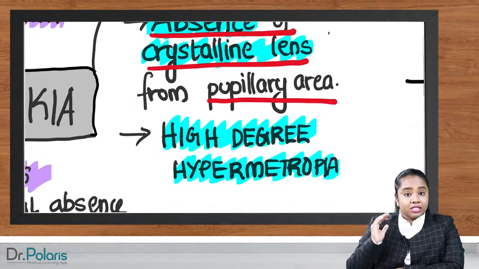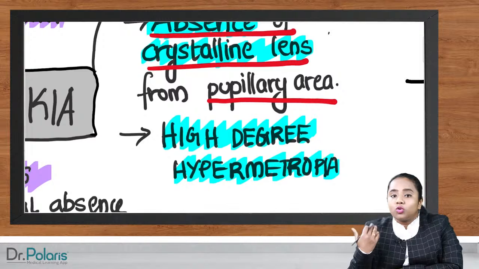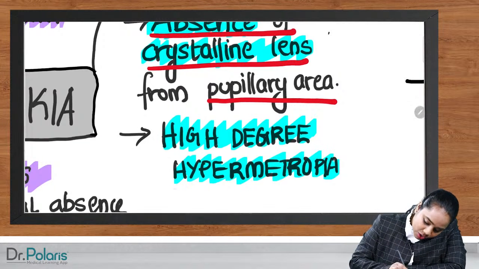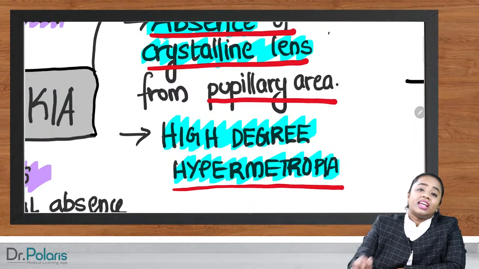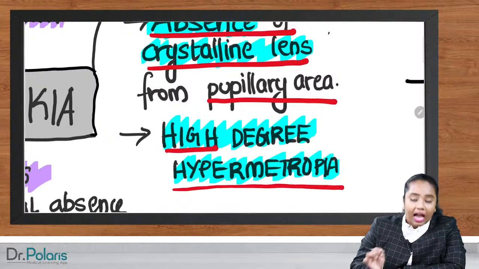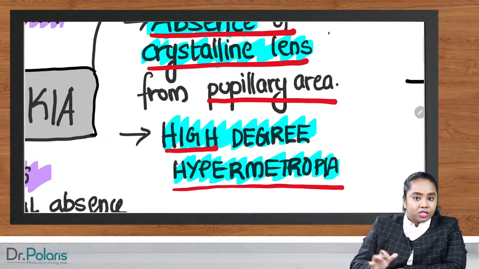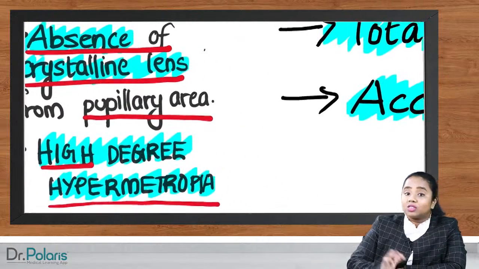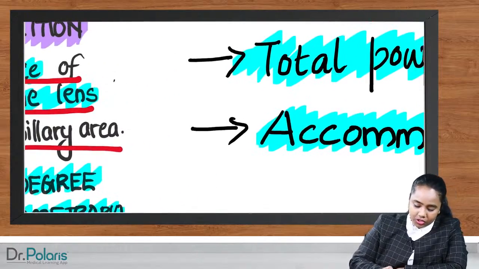Now if there is no lens in the pupillary area, what is going to happen to the patient? Yes, the patient is going to have hypermetropia, and this is usually a high degree hypermetropia. A high grade hypermetropia is what the patient is going to end up with. So absence of crystalline lens from the pupillary area is going to cause high degree hypermetropia in the patient.